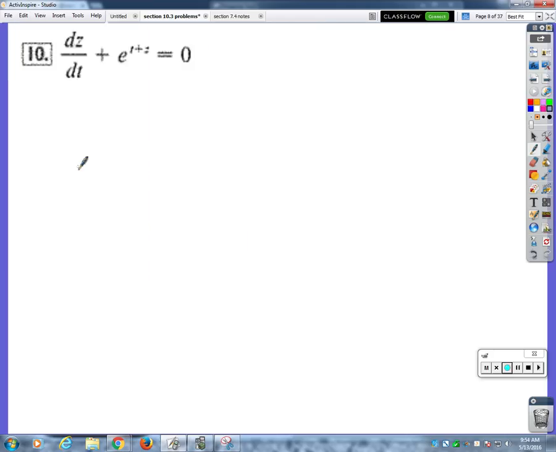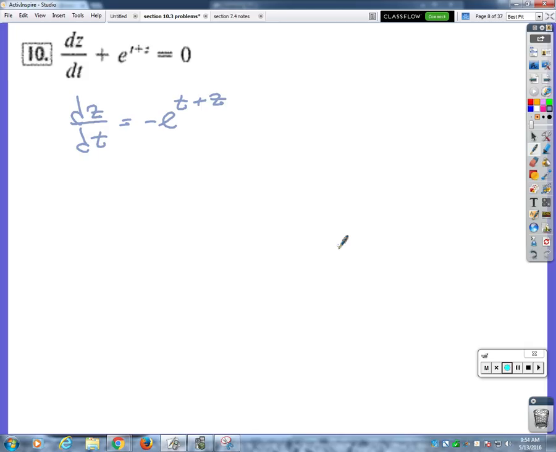Okay, so what do we got going now? Subtract. So dz over dt equals negative e to the t plus z. That's like a little rap. dz over dt equals negative e to the t plus z.